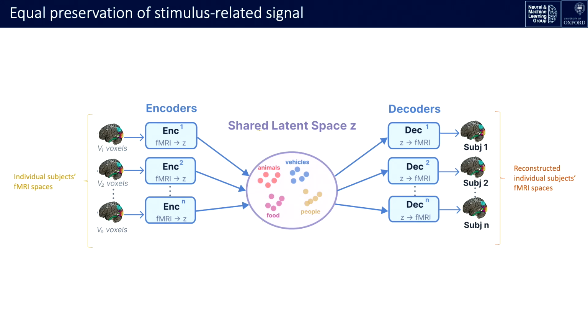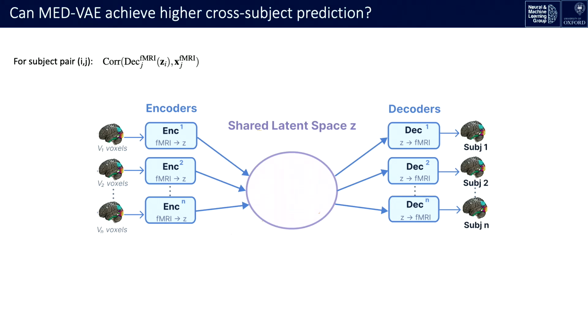It is important to make sure that enough information is preserved in the common space to reconstruct back to the original subject spaces, and we have shown that all of the methods have equal preservation of stimulus-related signal. This is important because this shows that this higher alignment and this nice categorical structure that we get in the latent space does not come at the expense of reconstruction, of preservation of stimulus-related signal.